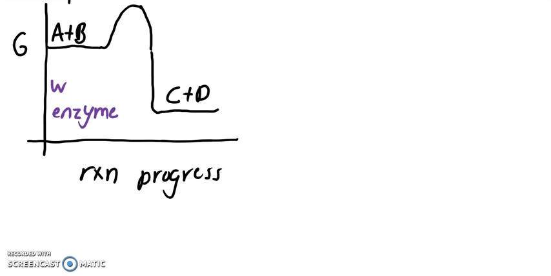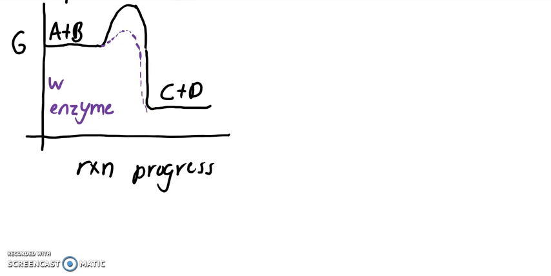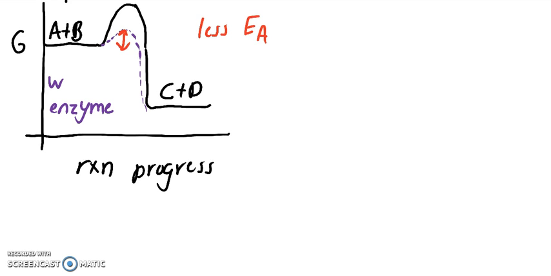So with the enzyme, it lowers this activation energy, this barrier, which makes it easier for A plus B to become C plus D. So if you notice here, we have less activation energy. So now we can say with the enzyme, the reaction is much more probable.